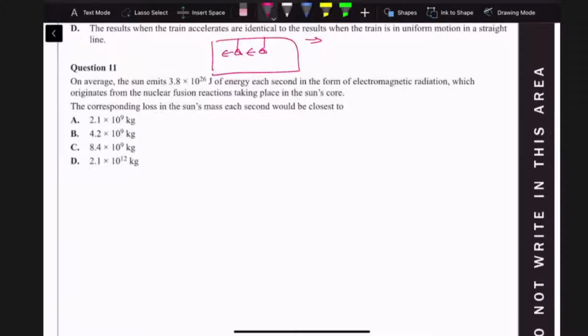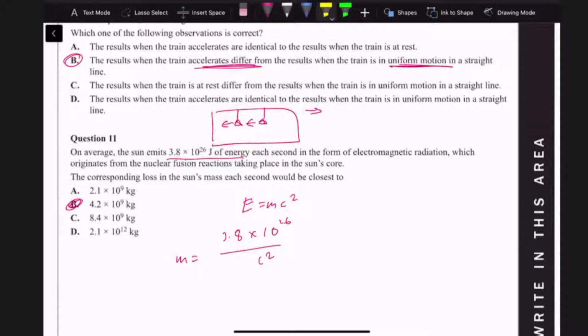So the sun emits this much energy for each second from radiation. And then what's the mass? We can just use E equals mc squared here and let E equal 3.8 times 10 to the 26, divided by c squared, because we're trying to find m, and you should get B.